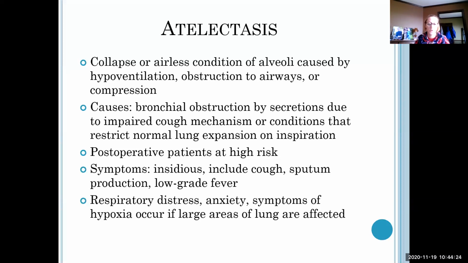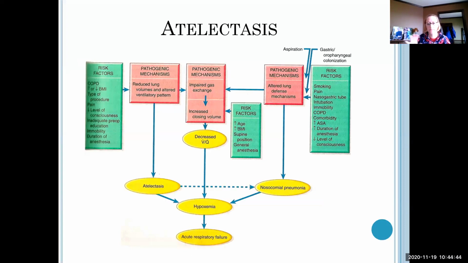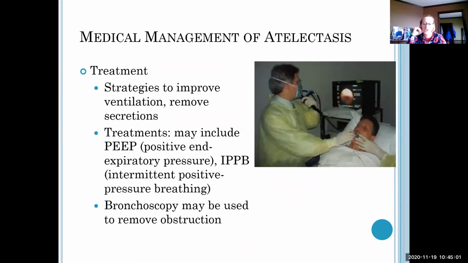Symptoms can be insidious, or they can be symptomatic with cough, sputum production, and low-grade fever. It can progress to pneumonia if it's significant enough, and then respiratory distress, anxiety, and symptoms of hypoxia can occur if large areas of the lung are affected. So the different mechanisms can result in atelectasis, which can also result, as I mentioned, in pneumonia, hypoxemia, and, if it's significant enough, respiratory failure.